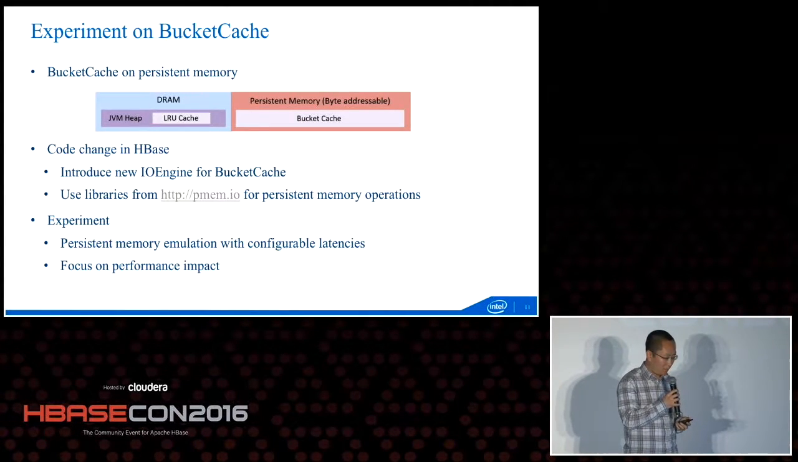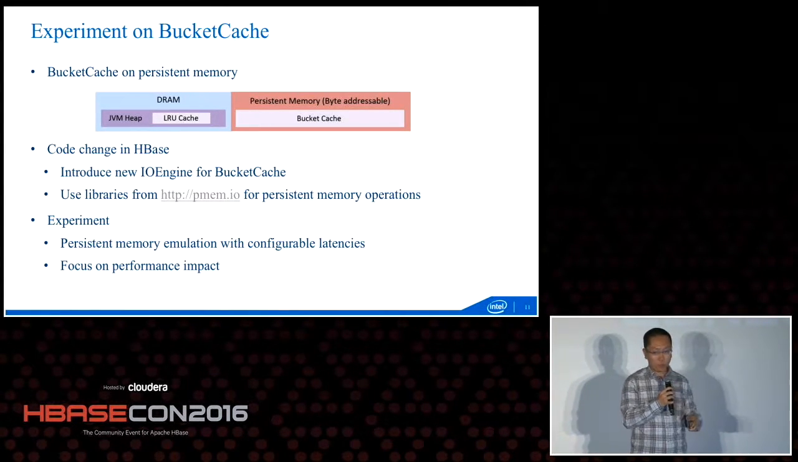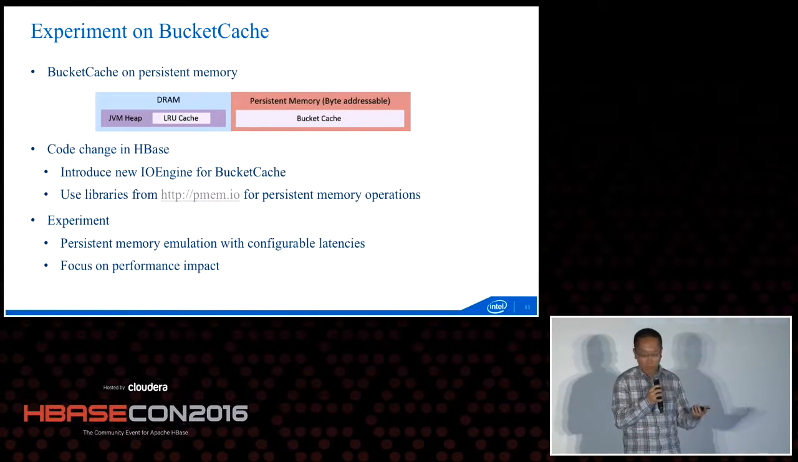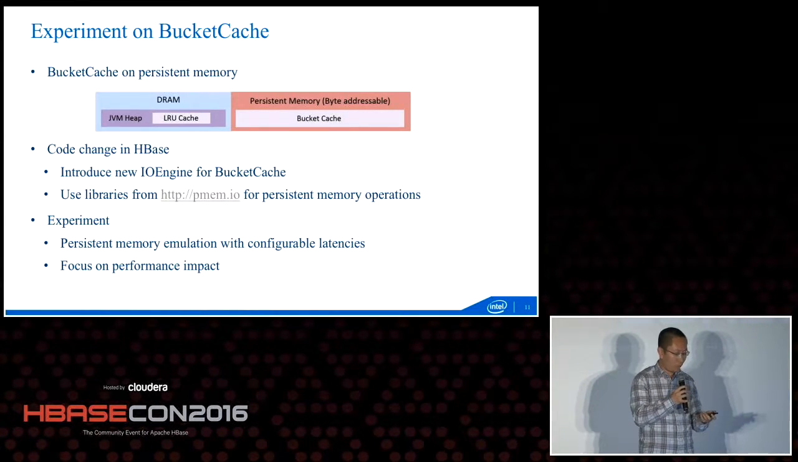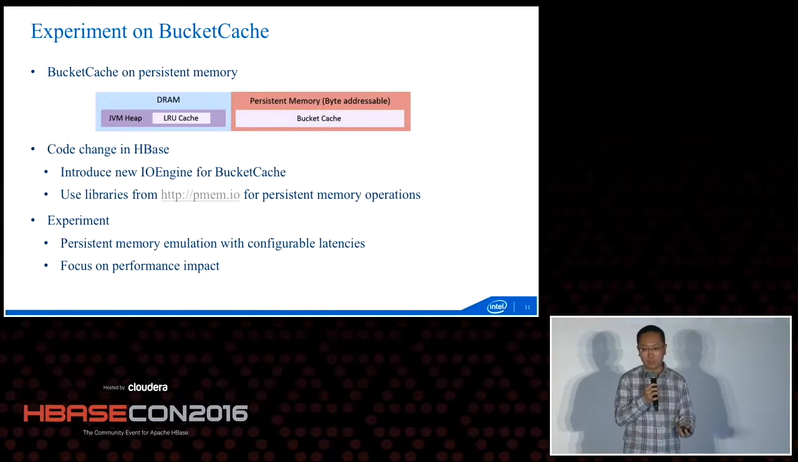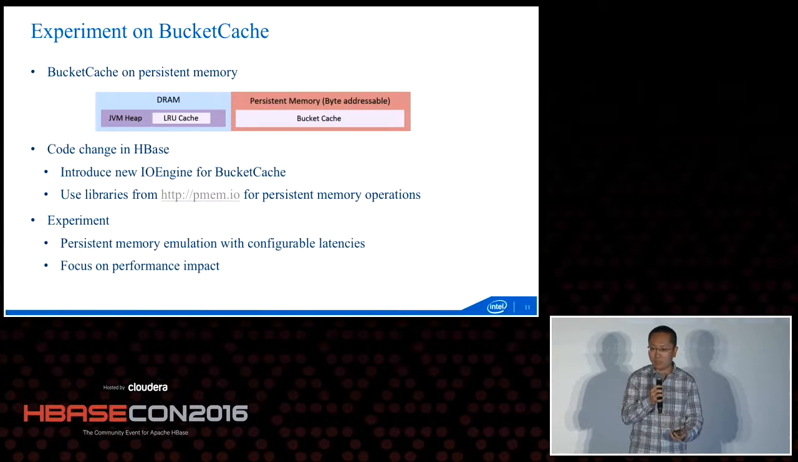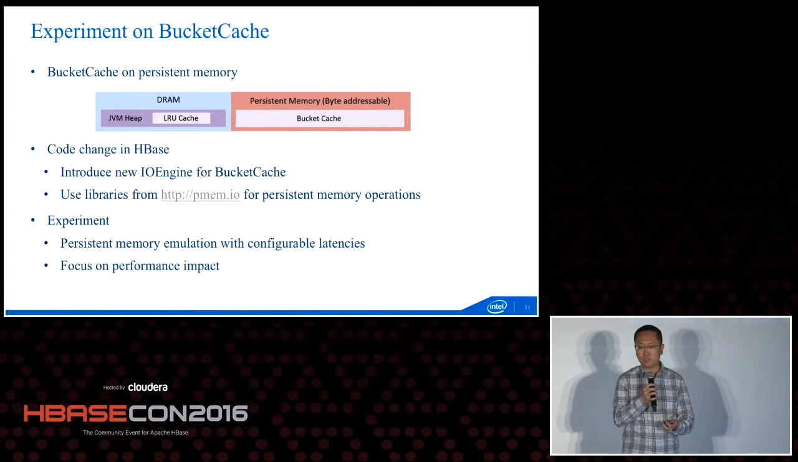Okay, and the experiment was run on an emulator platform where we can tweak the latency of the persistent part of the memory so that we can observe different behaviors. We really focus on the performance impact. We're not taking into account how the persistency will help, because to utilize persistency, there's a lot of code change in all the stacks, not only in HBase but in other places as well.